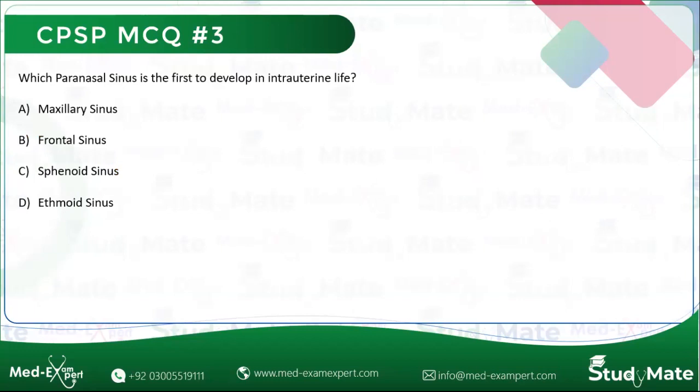Third MCQ, which paranasal sinus is the first to develop in intrauterine life? A is maxillary sinus, B is frontal sinus, C is sphenoid sinus, and D is ethmoid sinus. So almost everyone has the correct answer. A, maxillary sinus is the first to develop in intrauterine life.